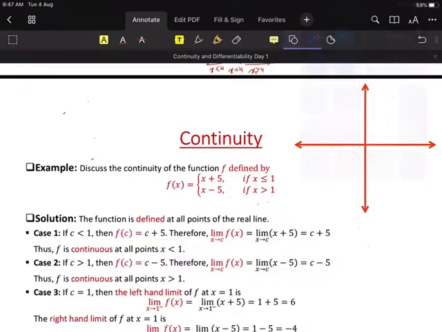Wait a second. Let me join everyone. So here what I'm going to do is discuss the continuity of the function defined by. Okay, wait, let others join.